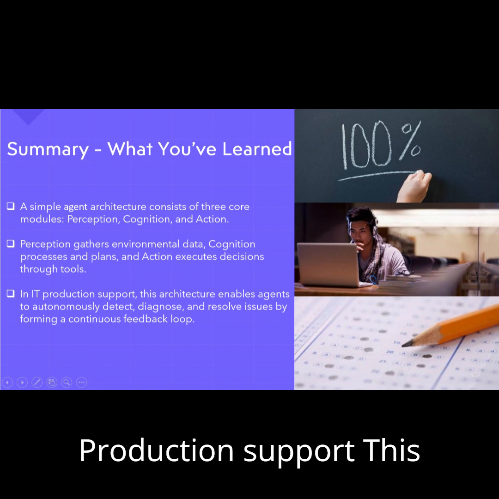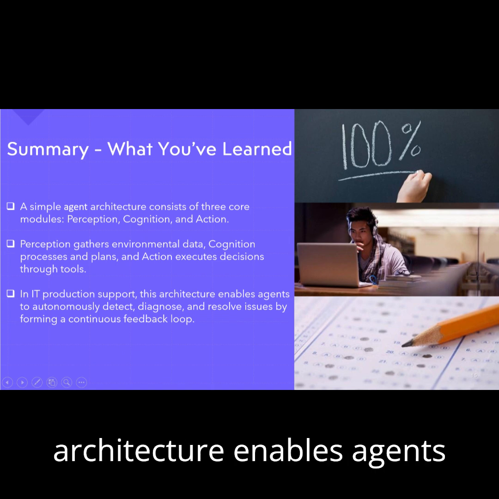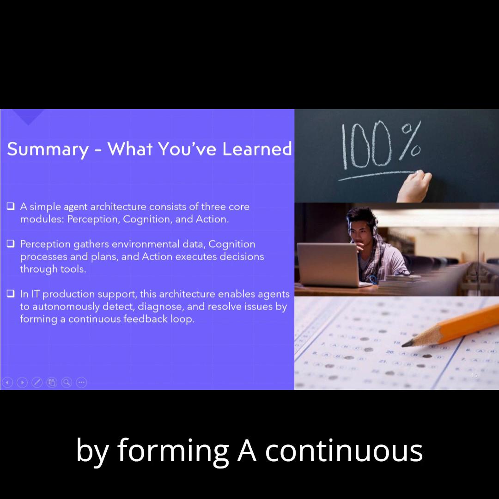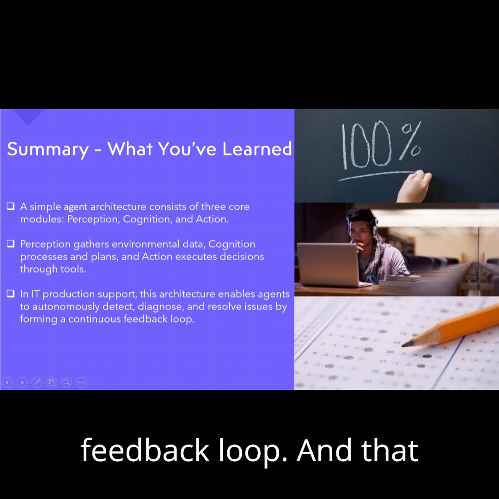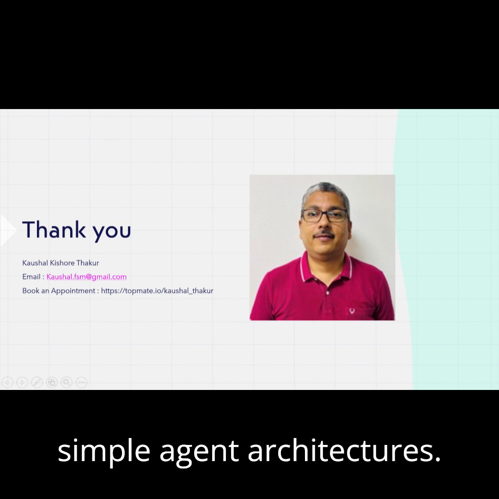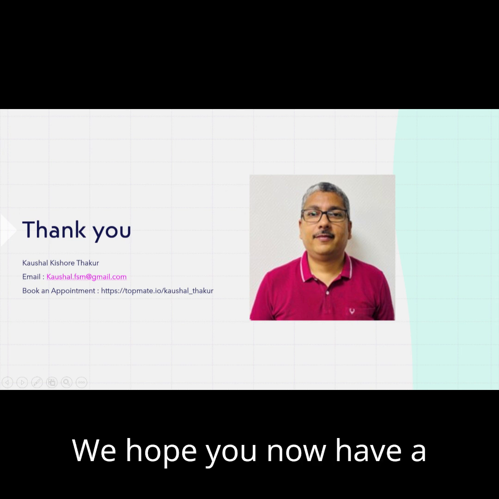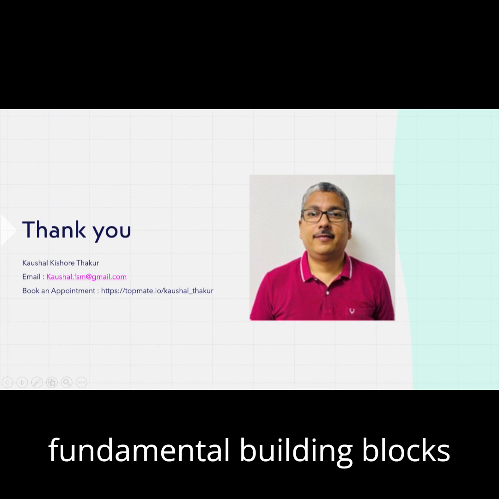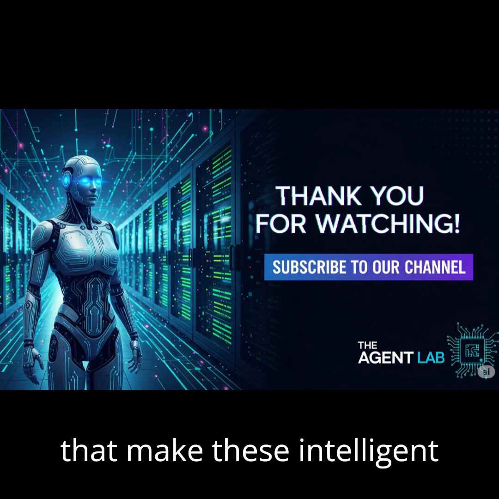In IT production support, this architecture enables agents to autonomously detect, diagnose, and resolve issues by forming a continuous feedback loop. And that concludes our exploration of simple agent architectures. We hope you now have a clearer picture of the fundamental building blocks that make these intelligent systems work.